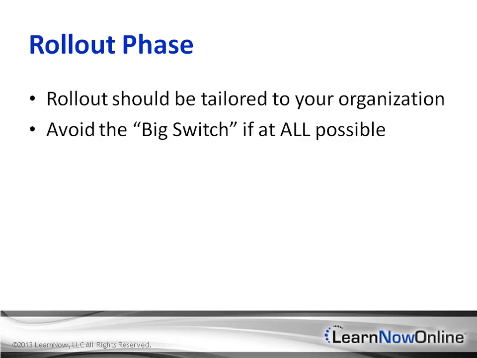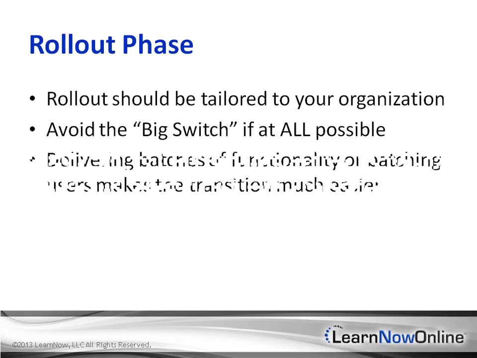The reason why is, if anything at all has a problem, then you've got to roll everything back and do fixes, so you basically have a lot of risk in turning everything over at once. If you can, deliver batches of functionality or batch users so that they come on and you're able to review what problems they have, what challenges, what things you actually missed in all the other phases, because there will be some.